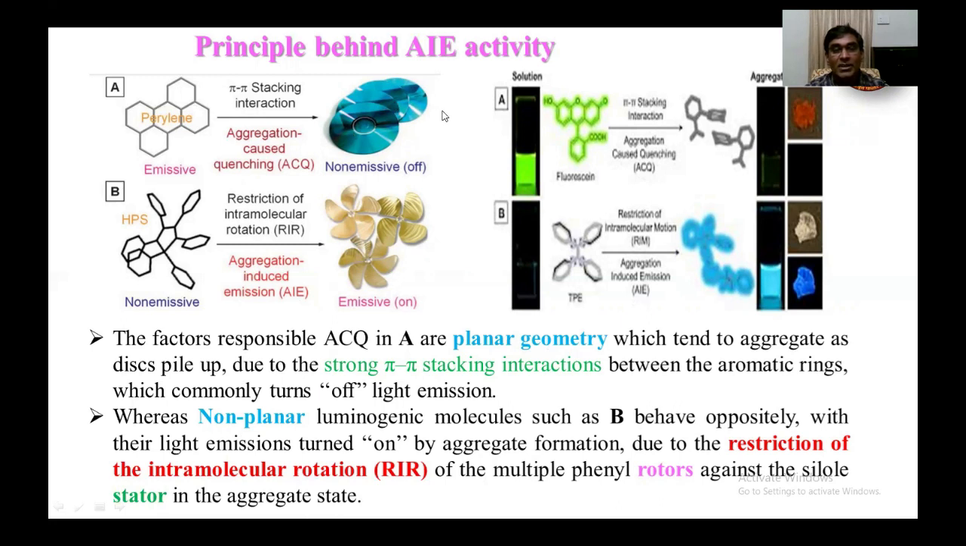While the non-planar luminogen molecules like this hexaphenylsilole, B, behave oppositely. Their emission, which is off in solution, turns on in the aggregate state due to restriction of intramolecular rotation because of the multiple phenyl rotors.